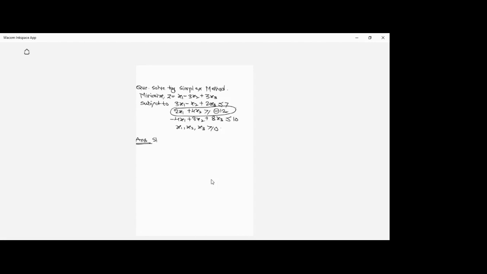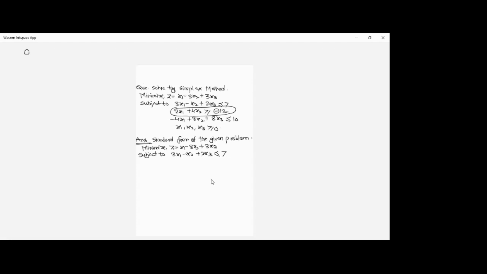So the standard form of the given problem can be written as minimize z is equal to x1 minus 3x2 plus thrice of x3, right? And subject to 3x1 minus x2 plus twice x3 less than or equal to 7.